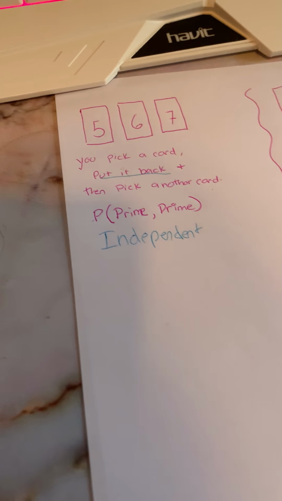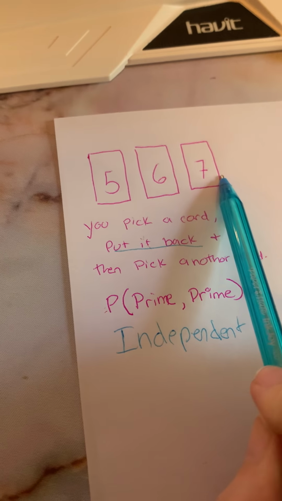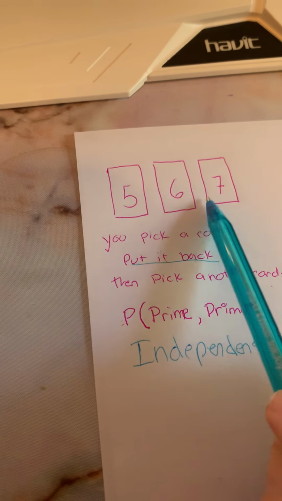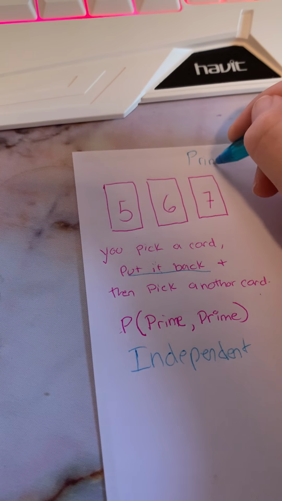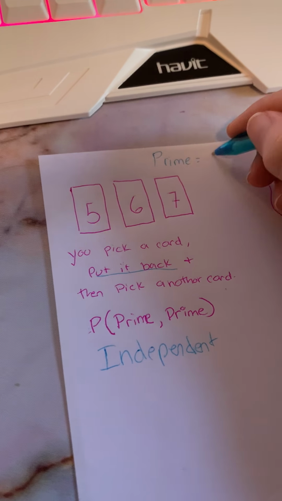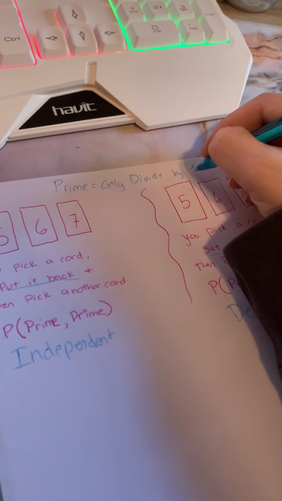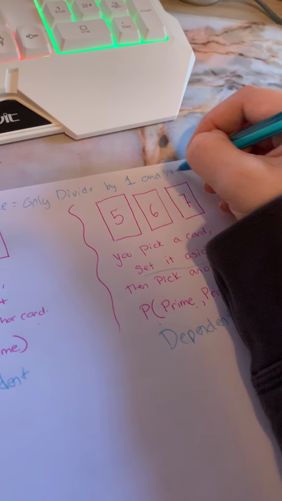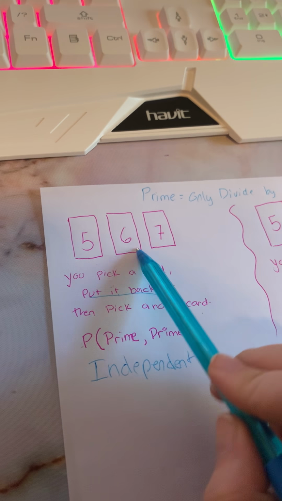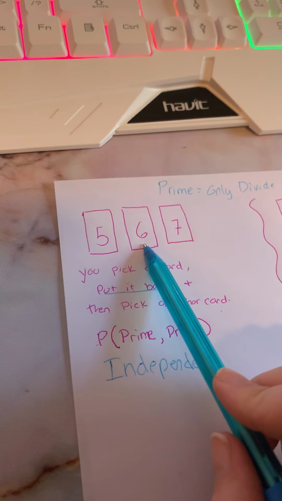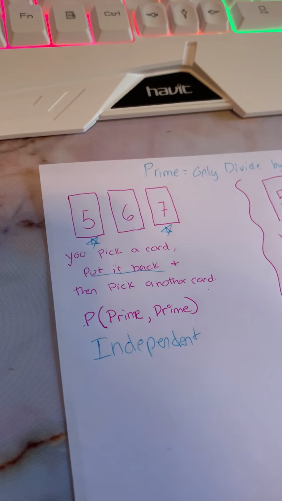So in the first one, it says you pick a prime and then pick another prime. So up here, I want to look at these 3. You figure out which ones of these are primes. 5, remember prime means you can only divide by 1 and itself. You can't divide it by anything else, right? So in this one, 6, I can divide 6 by 2 and 3. So 6 is not prime. Only 5 and 7 are prime numbers.